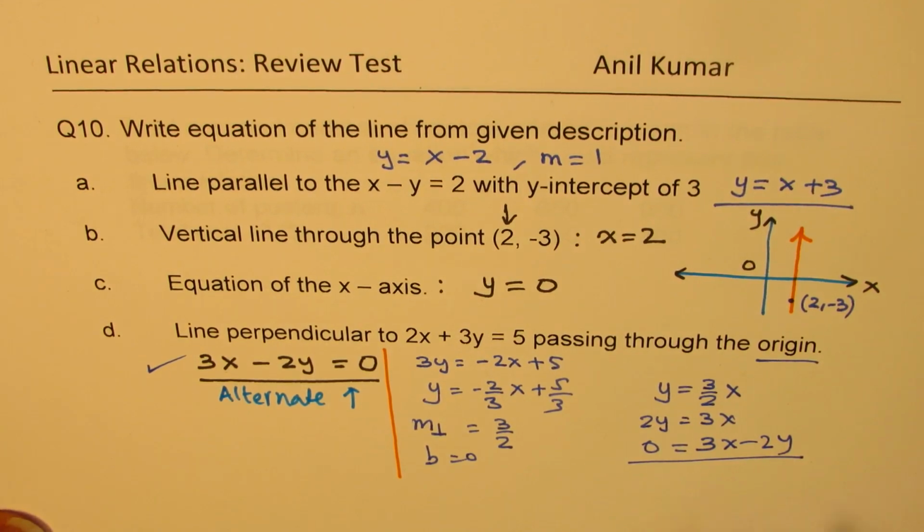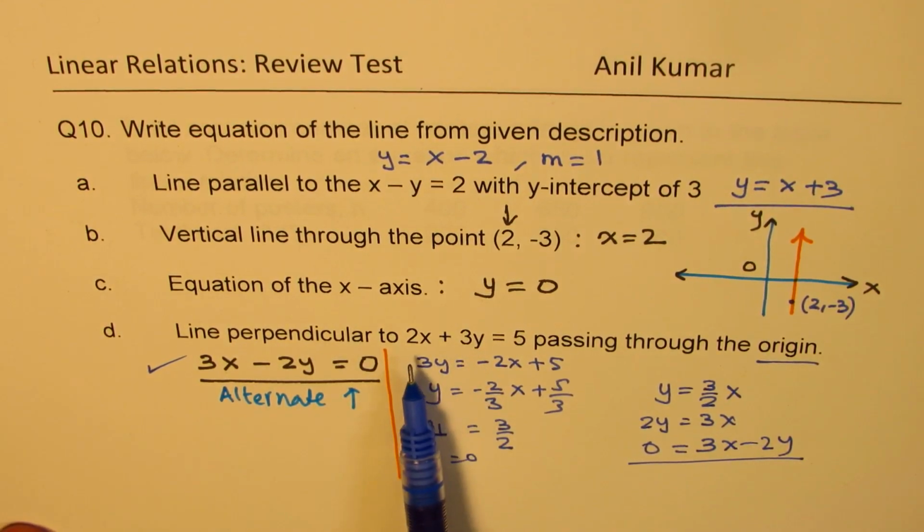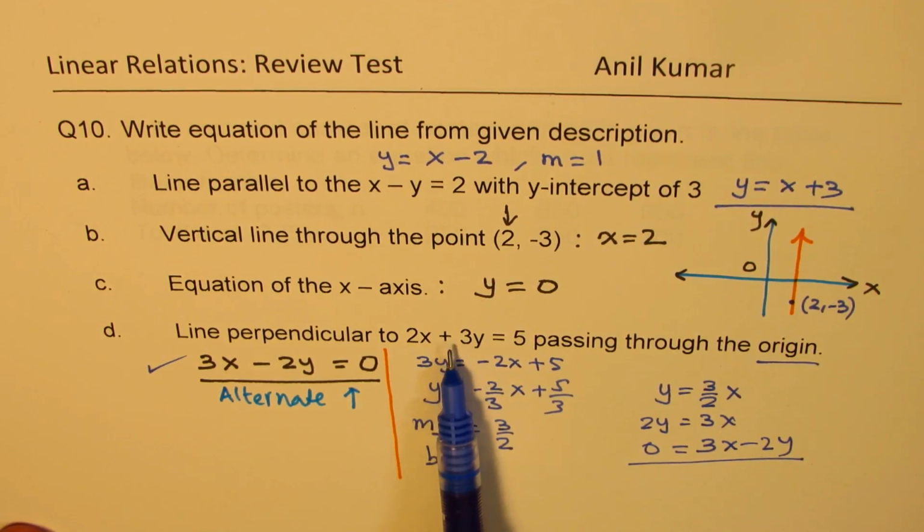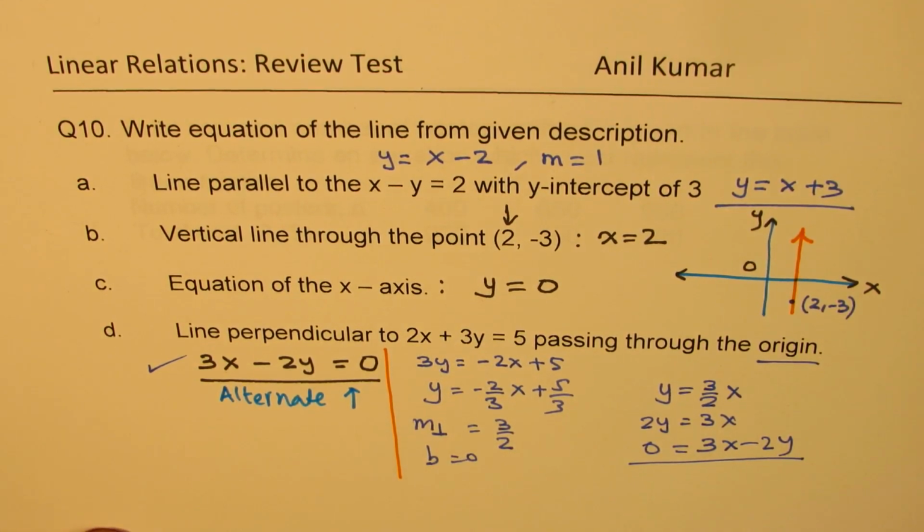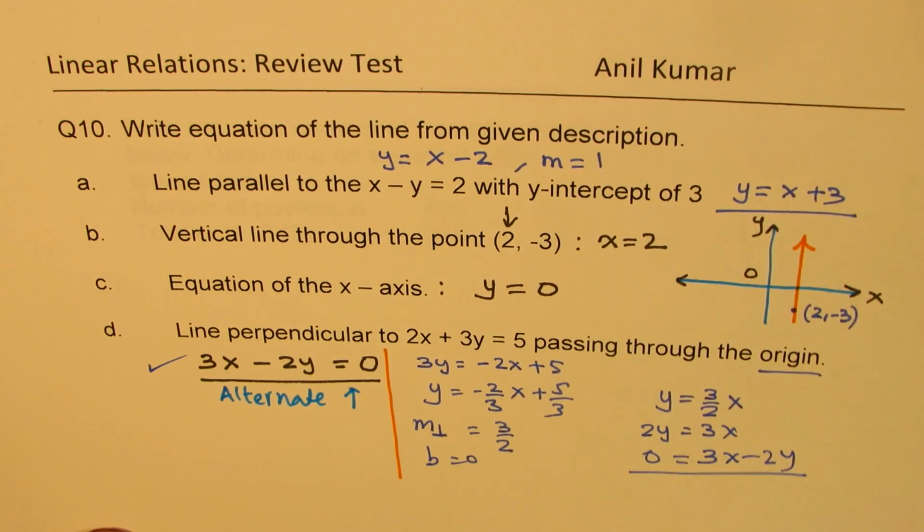Do you see that part? So, for perpendicular lines, you could actually swap the x and y coefficients and change one of the signs. You get a perpendicular line, right? That's how we should do it.